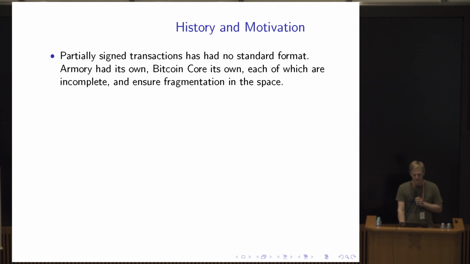So historically, these partially signed transactions have had no standard format. Armory has its own format for a long time. Bitcoin Core has its own, just uses network serialized unsigned transactions, basically. These are incomplete, and all the APIs are completely different, and ensures fragmentation.